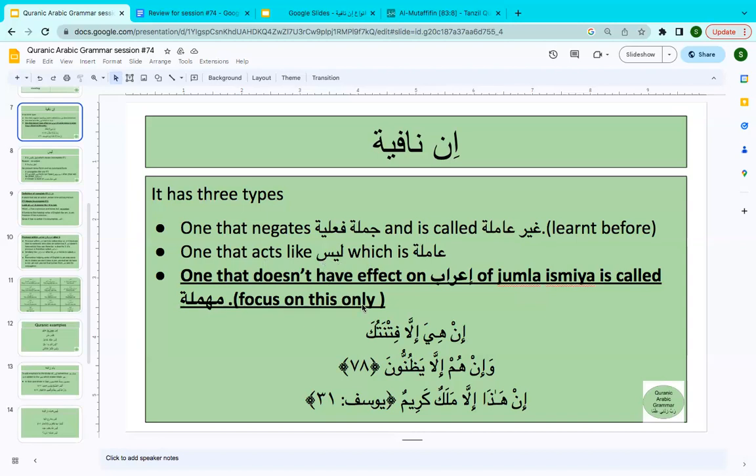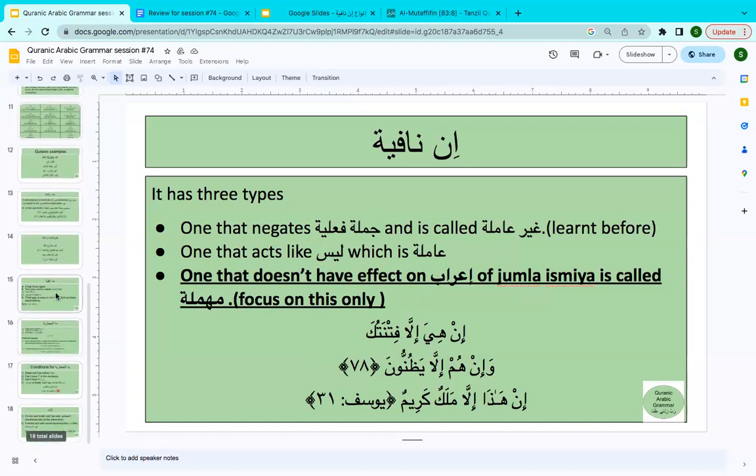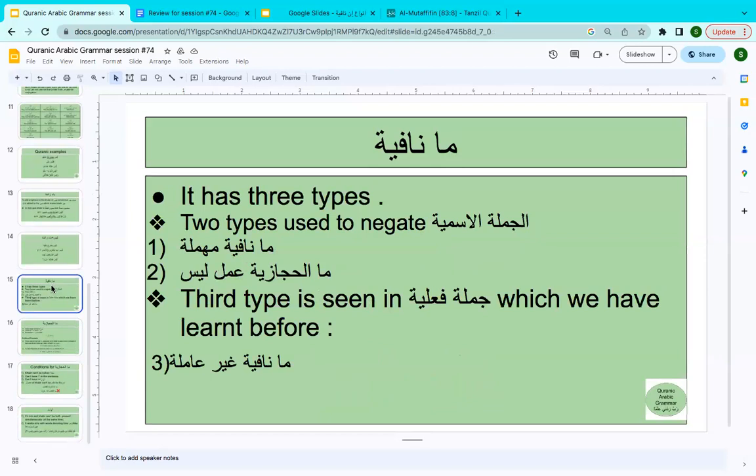Mainly in Quran, you see in muhmila. So its khabar is mainly going to be raf in status. Because it does not act like laysa, it is just muhmila. When in is seen before your jumla failia, it is just called ghair amila. No worries about it. Okay, so let's go over another particle of negation that you commonly see, ma nafia.